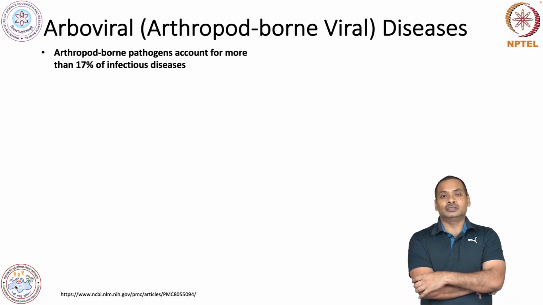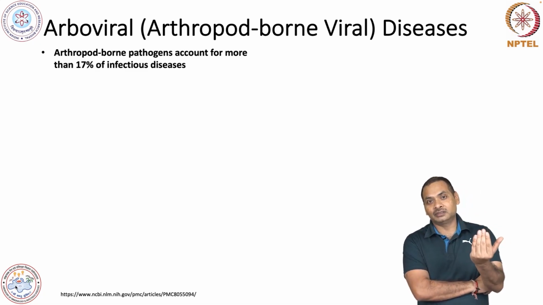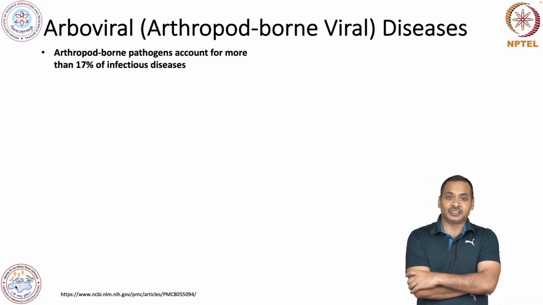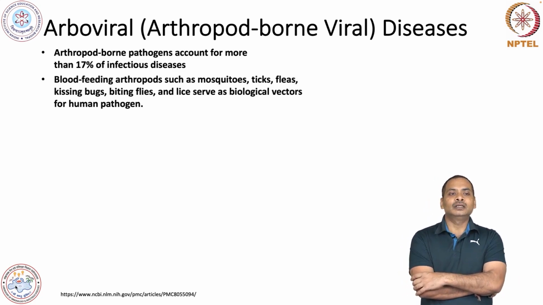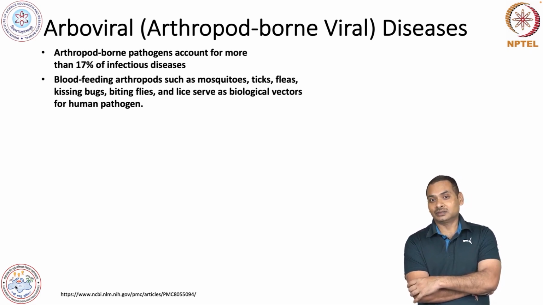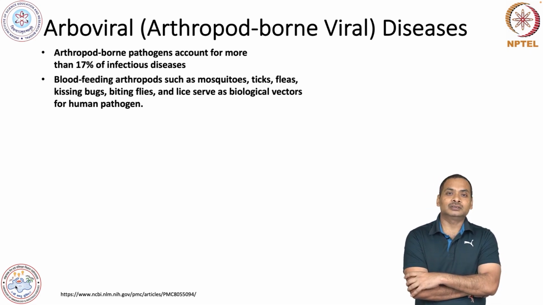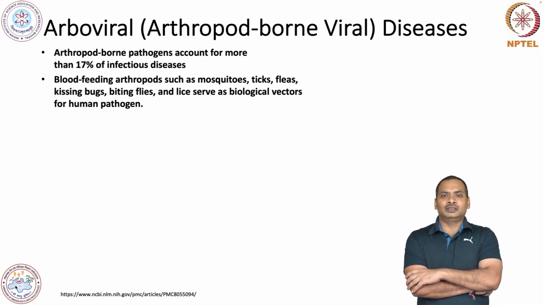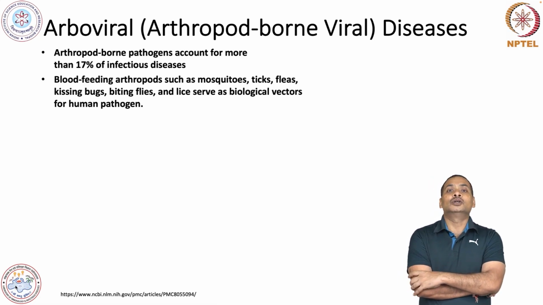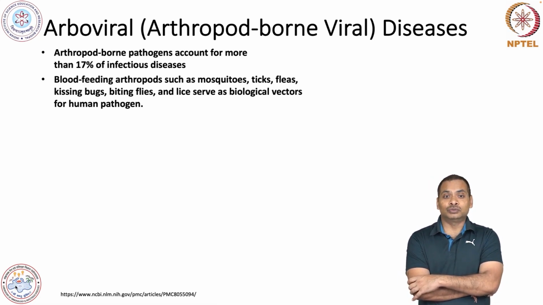So these arthropods can transmit not only viruses, they can transmit other infectious agents. Basically they are blood sucking arthropods. So it is quite obvious that these arthropods take a blood meal. Okay. And the most prominent arthropods which transmit these pathogens are mosquitoes. Okay. Mosquito is number one.